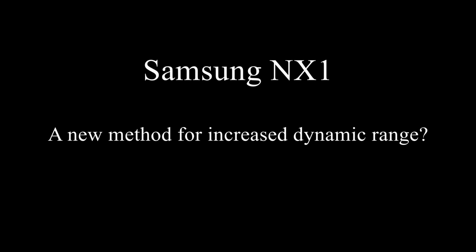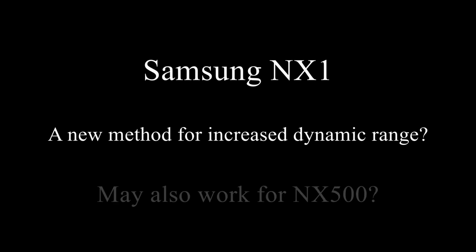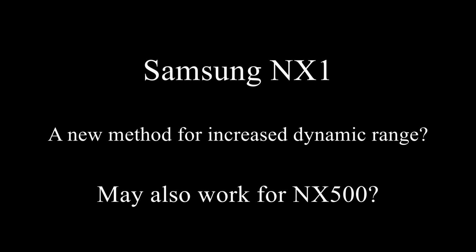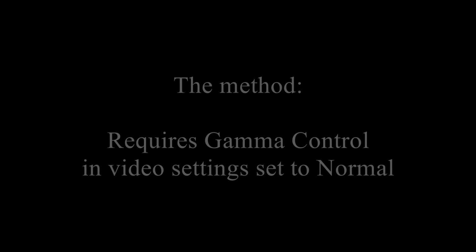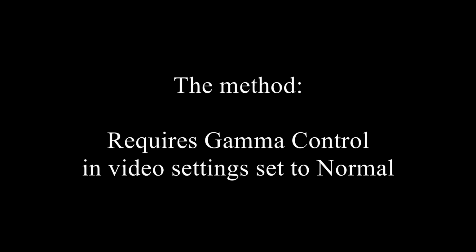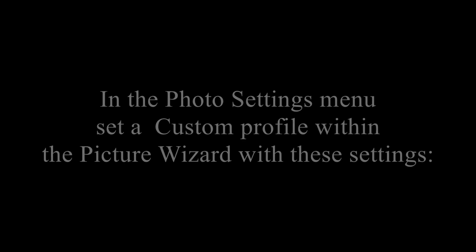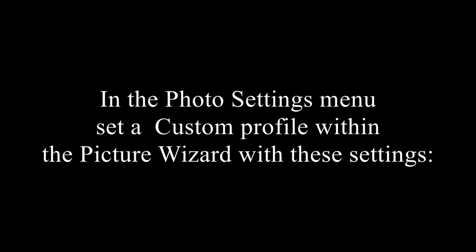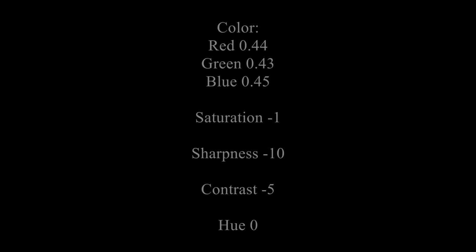This method may actually increase the dynamic range within the NX1 and also other NX cameras. This method requires that the gamma control within video settings is set to normal and that a custom profile is created with the following settings. These settings have been used for the purpose of this demonstration, but of course there's nothing to stop you changing them at a later date and experimenting yourself.